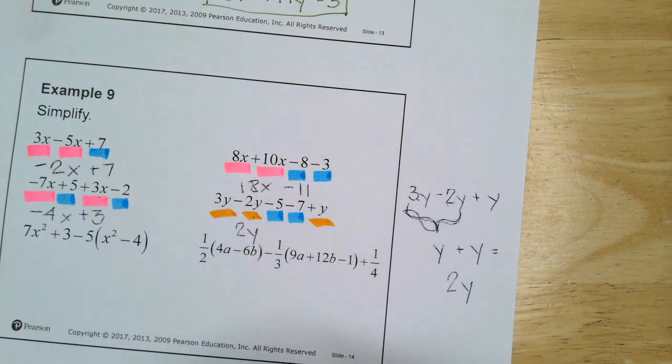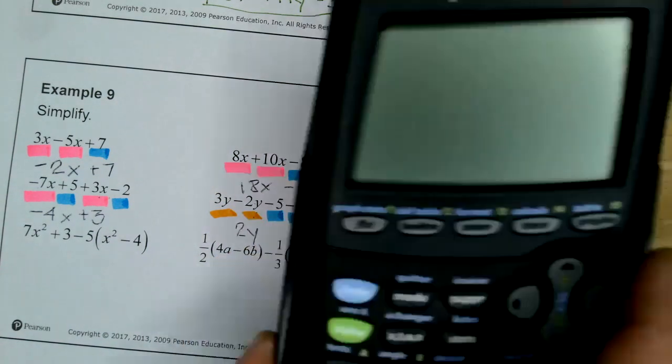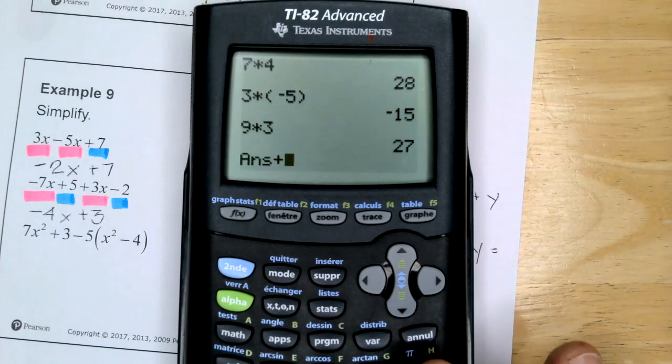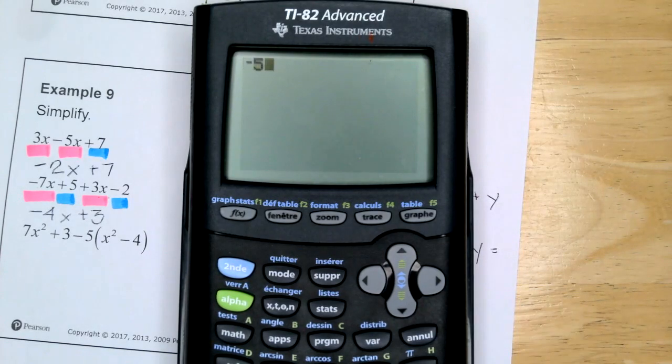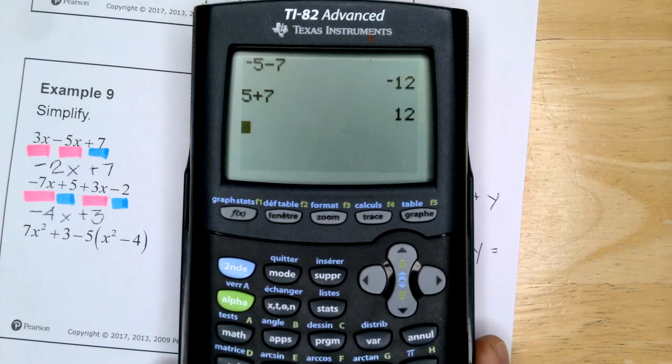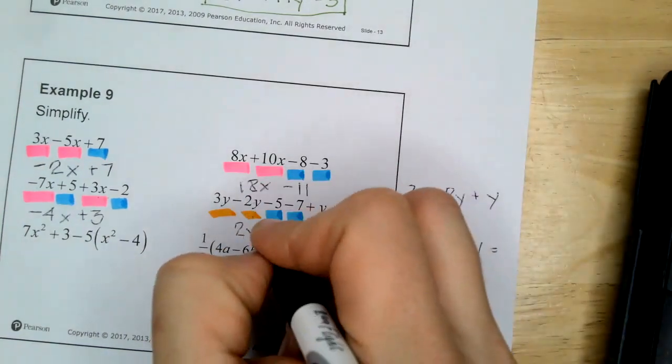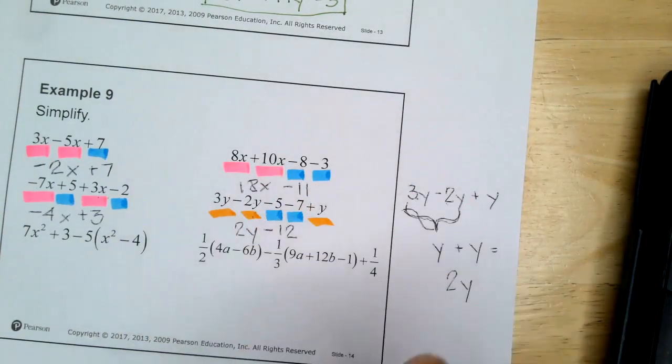And then -5 minus 7, they're both negative. So it's like you're adding 5 and 7 and making the answer negative. Is the same as 5 plus 7, but with a negative sign in front of it. Good. So 2y minus 12.